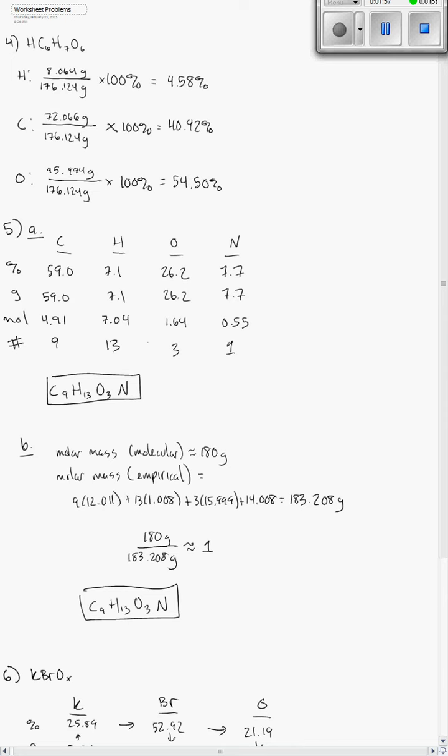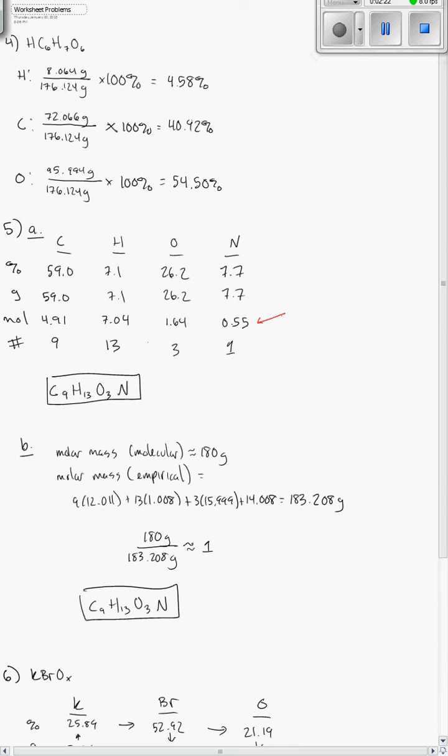So in this case, we assume we have 100 grams, we've got 59 grams of carbon, 7.1 grams of hydrogen, 26.2 grams of oxygen, and 7.7 grams of nitrogen. Again, basically all you do is you switch out percent for grams here. Our next step is to figure out how many moles of each element you have, and you do that by dividing by the molar mass. And that gives us the values that you see here for moles.